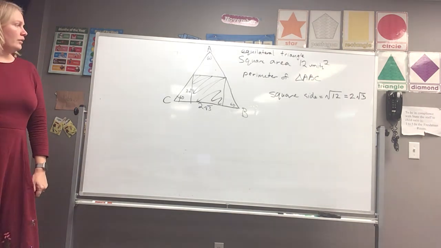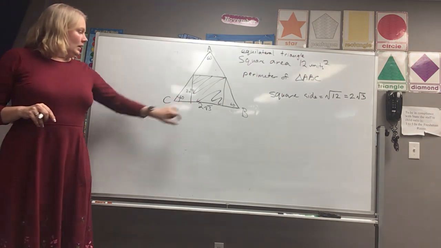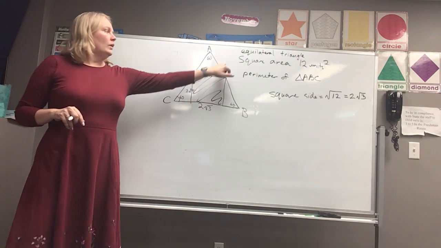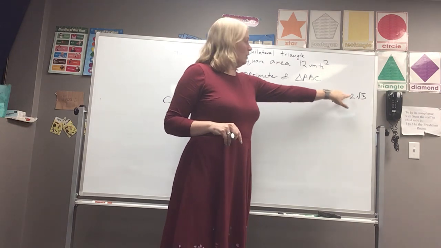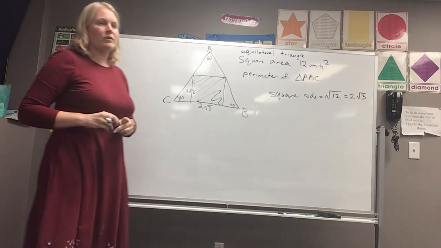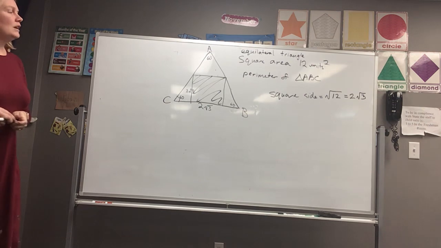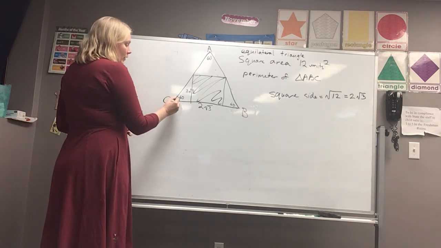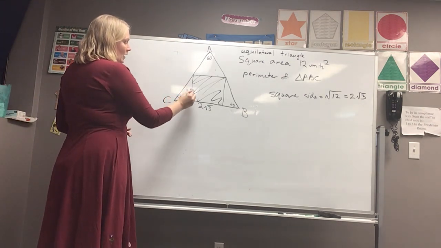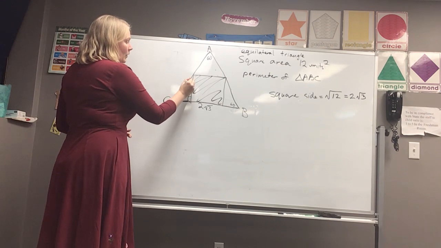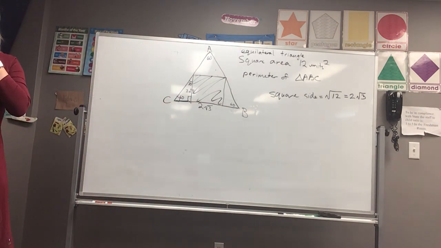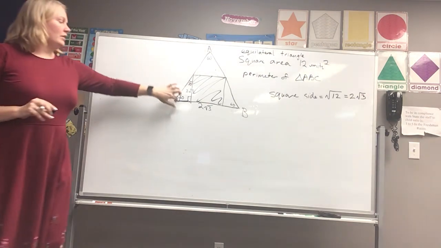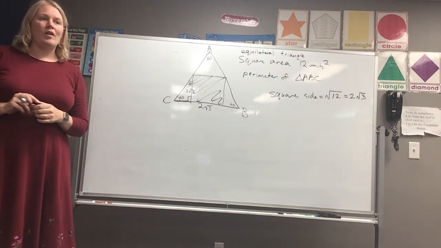Since we have a square, we can find the side length by taking the square root, and it simplifies to 2 square roots of 3. Since we have an equilateral triangle, this is a 30, 60, 90 triangle. What do we know about the sides of a 30, 60, 90 triangle?